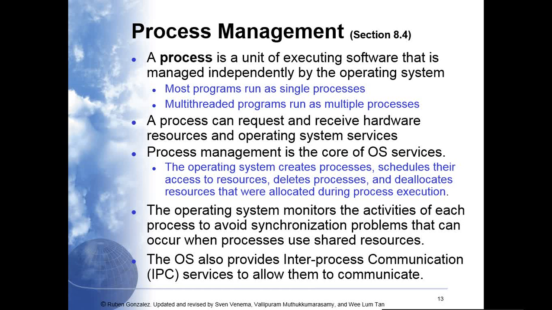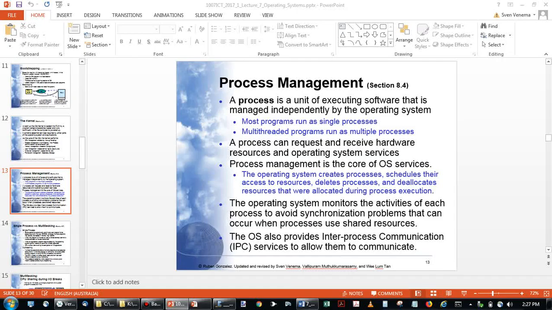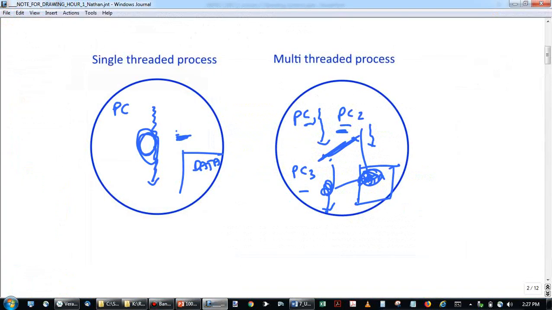So process management is the core of the operating system services. The operating system creates processes, it schedules their access to resources, deletes processes, deallocates resources, and it does a number of things around processes or jobs. It monitors the activities of each process because some processes can run into each other, like I showed you with the multi-threading version, right? So you can have the things interfering with each other. And so there are some synchronization problems, and I'll show you a couple of synchronization problems, at least one.